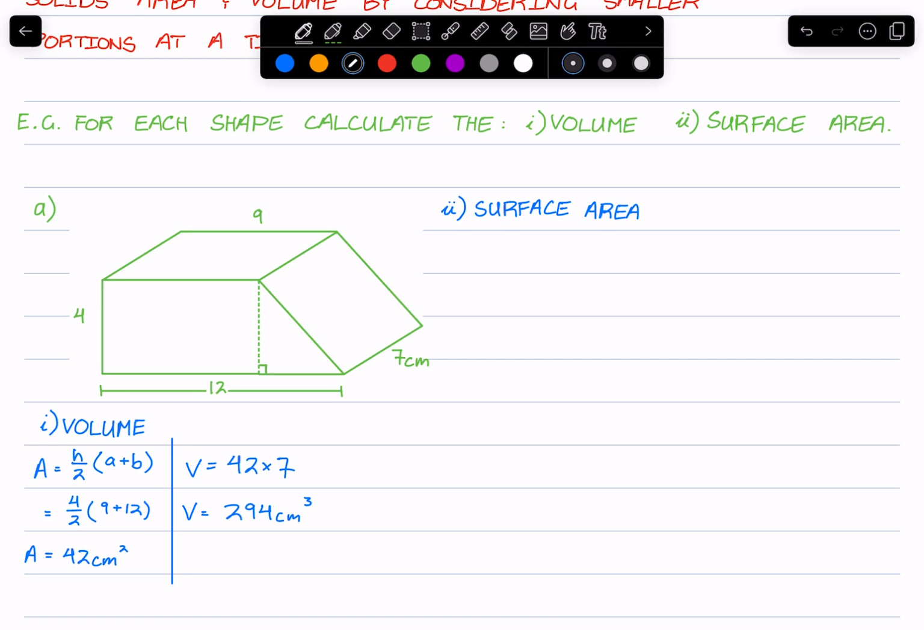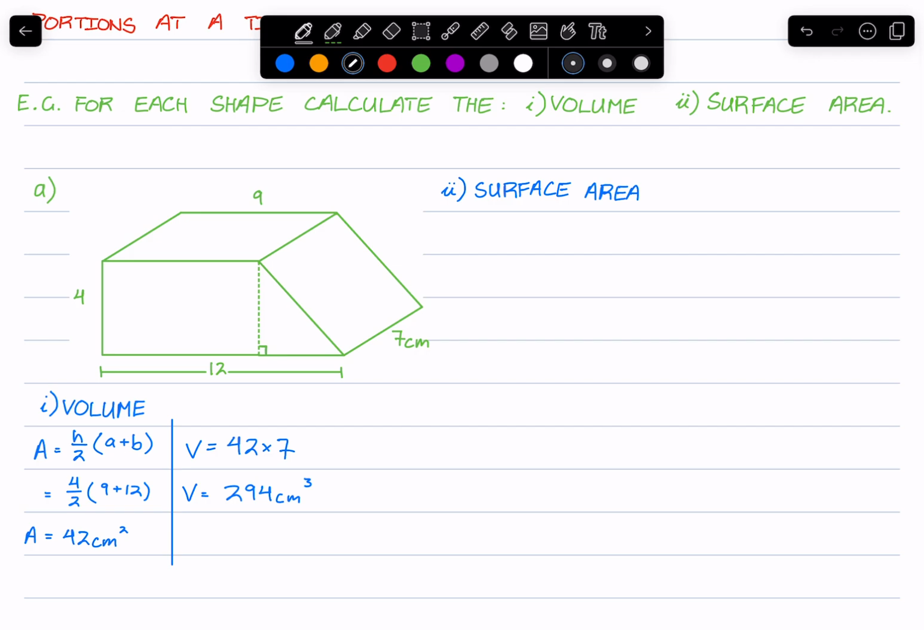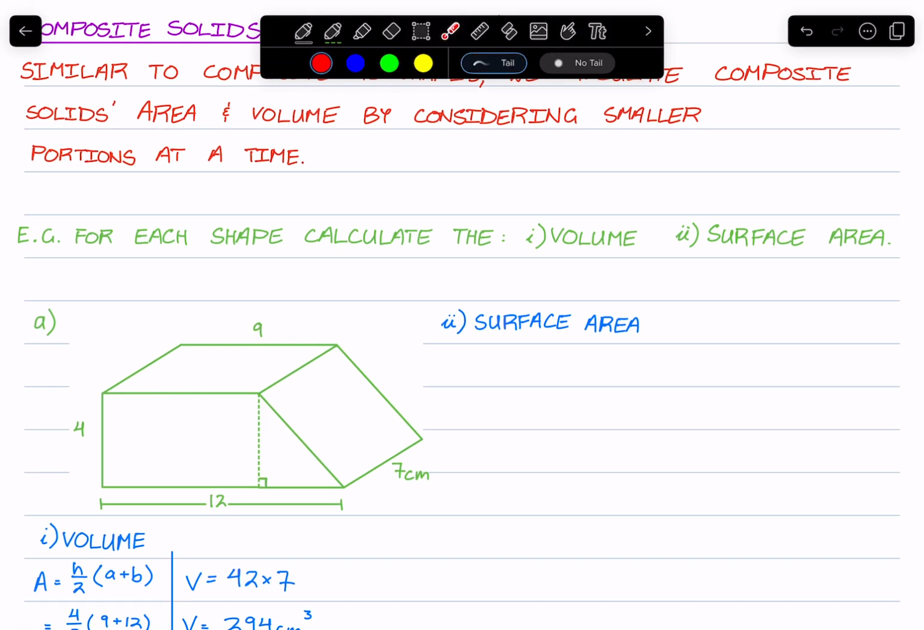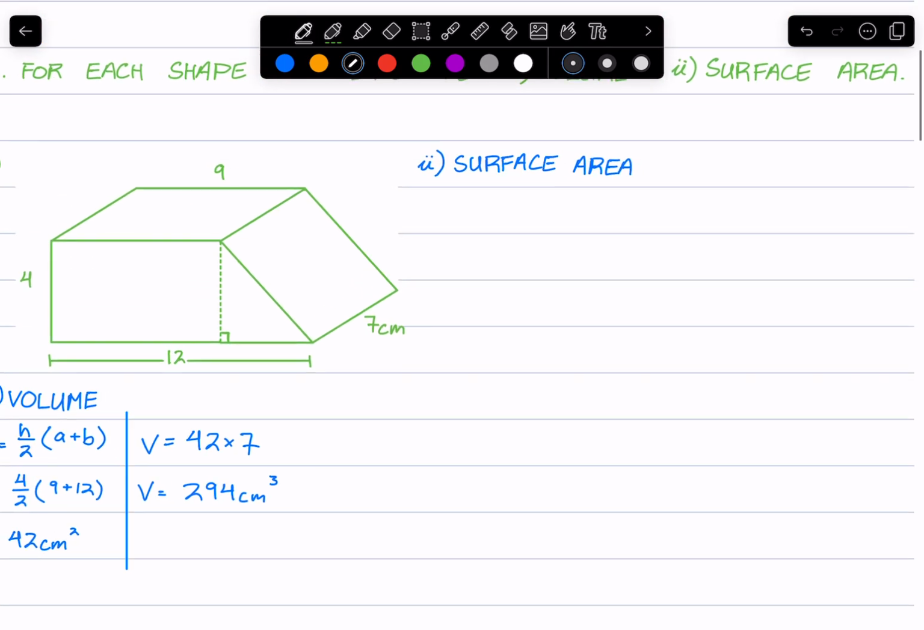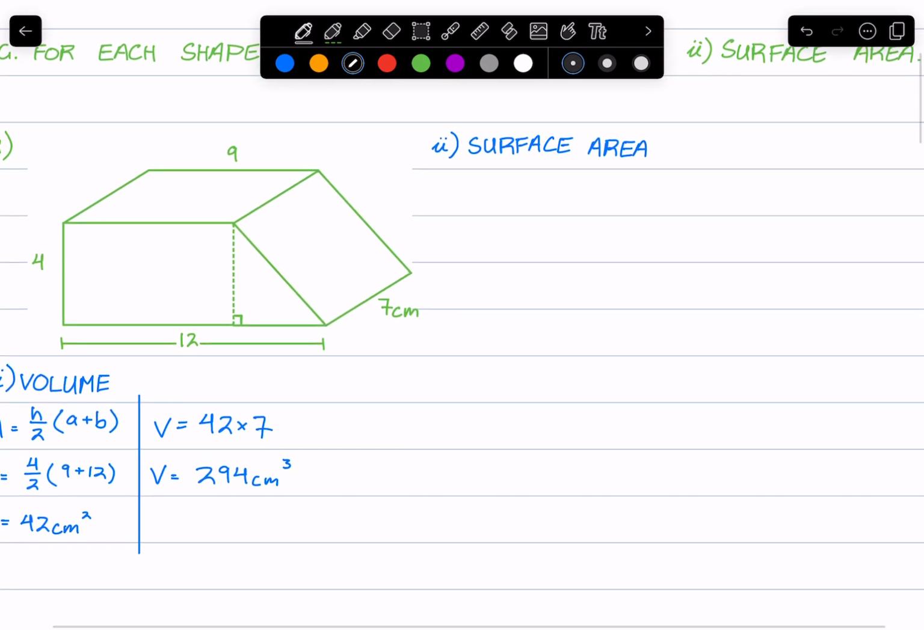Hello class, these are the calculations for the surface area of composite solids. You'll quickly notice that this is more time consuming because there are more calculations, but we're still working on smaller portions at a time. So let's follow along, and here we go. The first thing we need to think about is how many different faces there are.